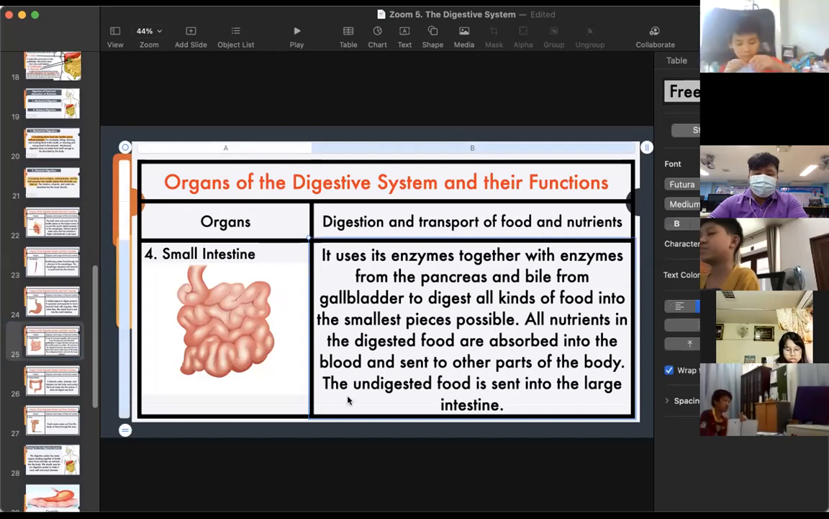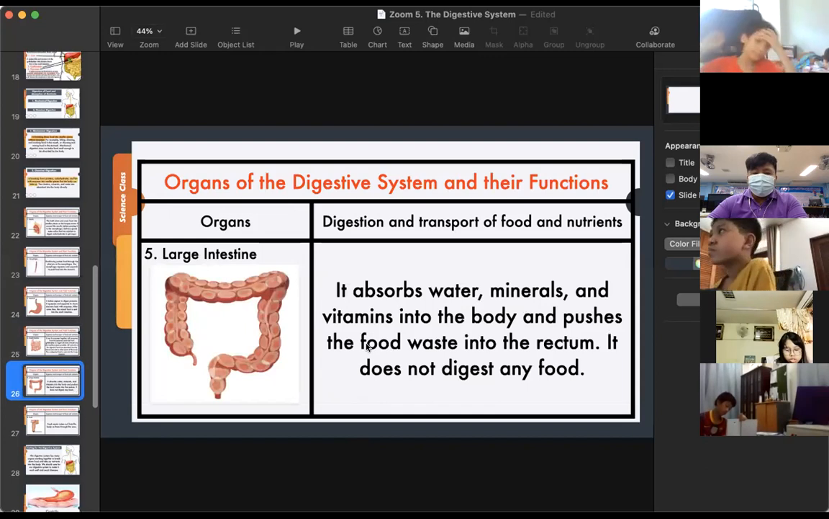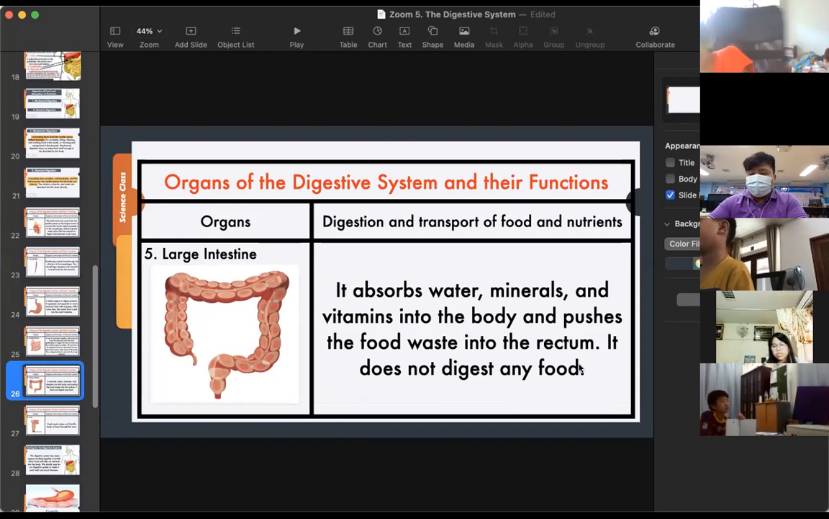Next, we have number five, large intestine. The large intestine absorbs water, minerals and vitamins into the body and pushes the food waste into the rectum. It does not digest any food, the work of the large intestine. It absorbs only.